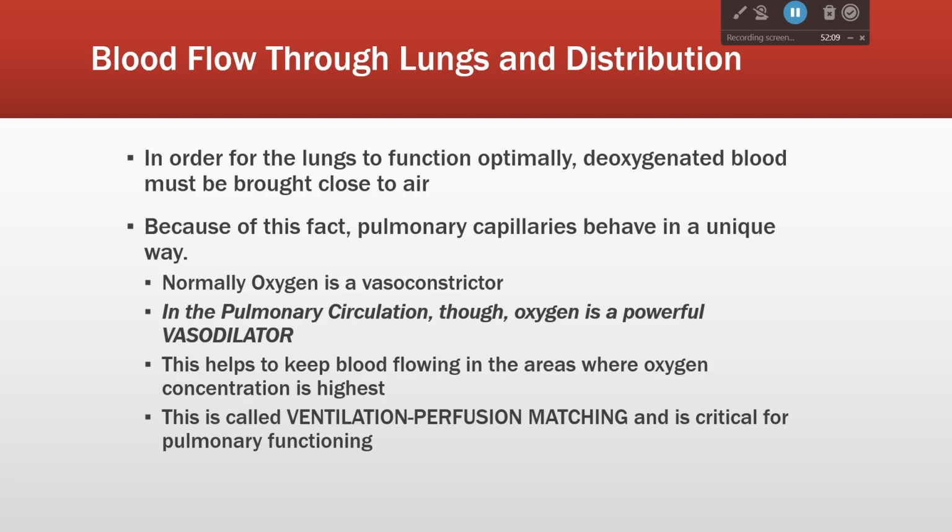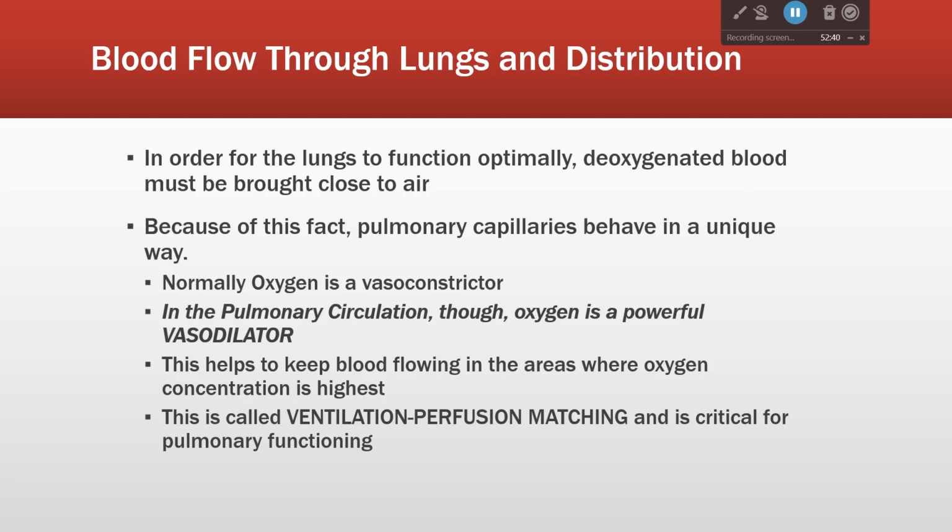So that means where there's air, in other words, where the oxygen concentration is high, we want to have vasodilation so the blood goes there. Right? So, in pulmonary circulation, oxygen is a vasodilator. And it helps to do what's called ventilation perfusion matching. If we just move air in the lungs and don't put blood through it, that doesn't do us any good. If we just move blood through the lungs and don't put air in them, that doesn't do us any good.